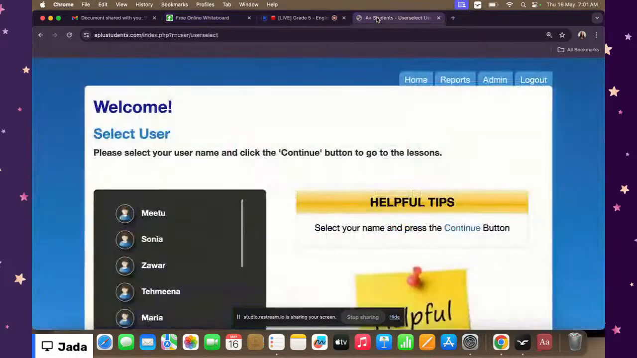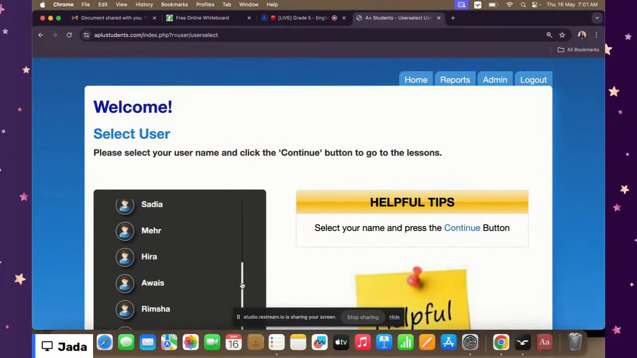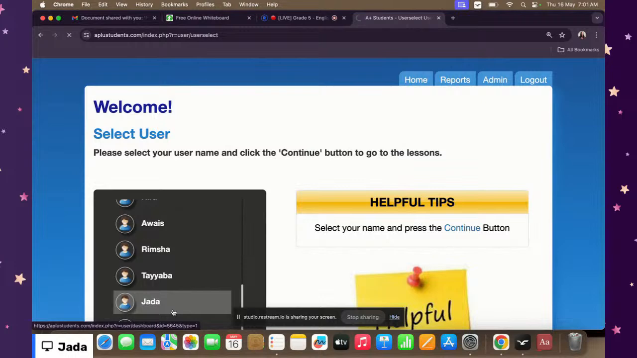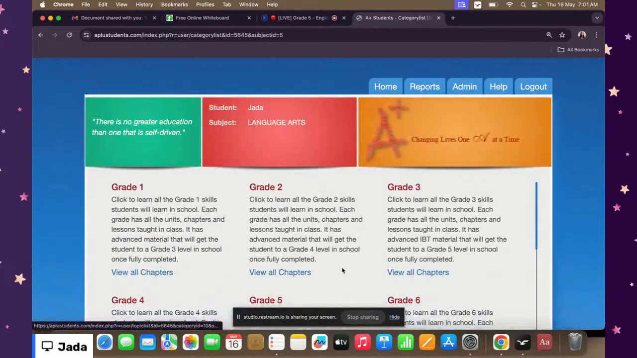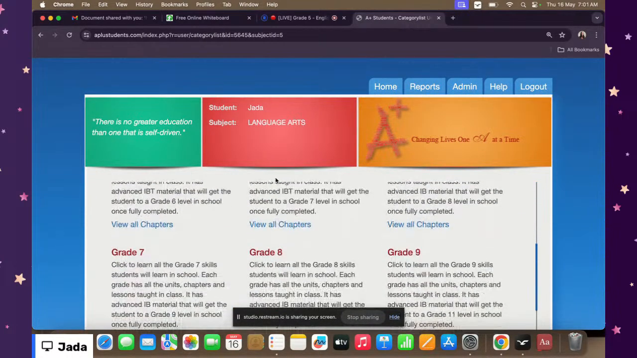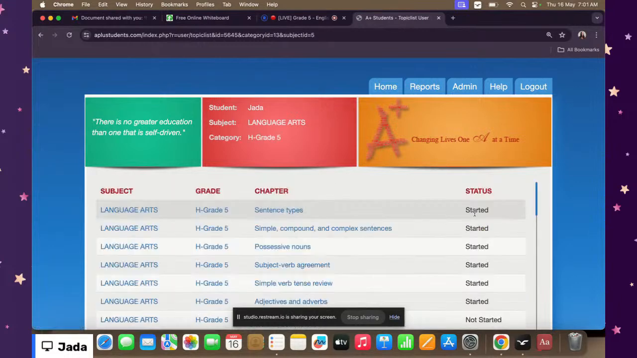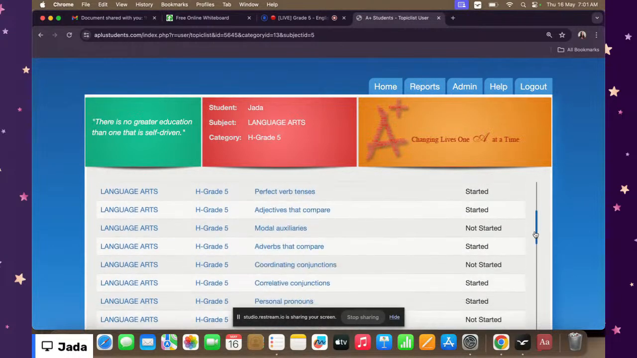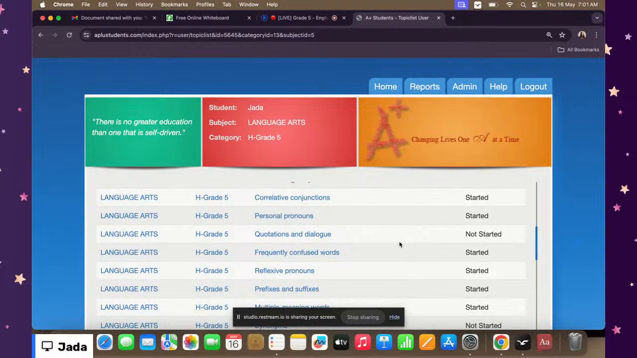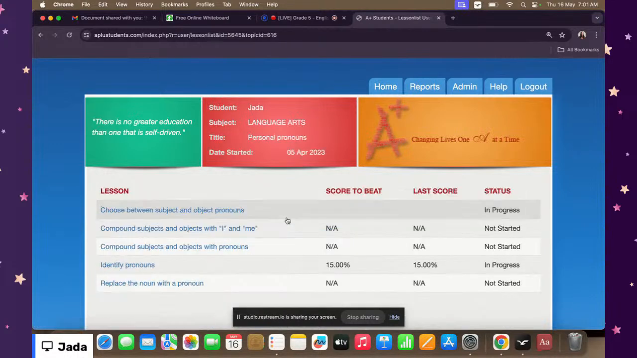Okay, so first off, you log in using aplusstudent.com and then you click on your name. Moving on to language arts grade 5. Okay, and we will look for personal pronouns. So this is personal pronouns. So we will go on with the first lesson, which is choose between subject and object pronouns.